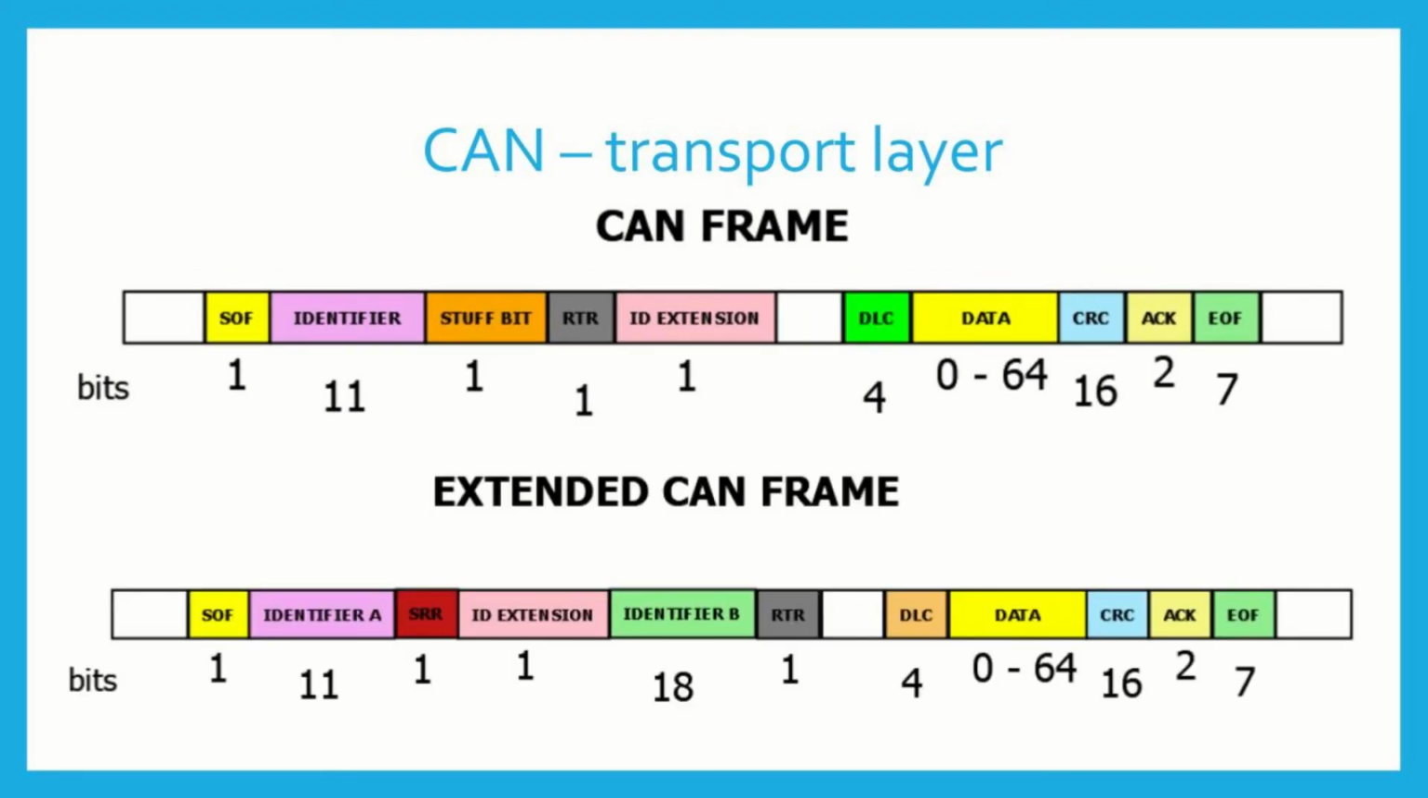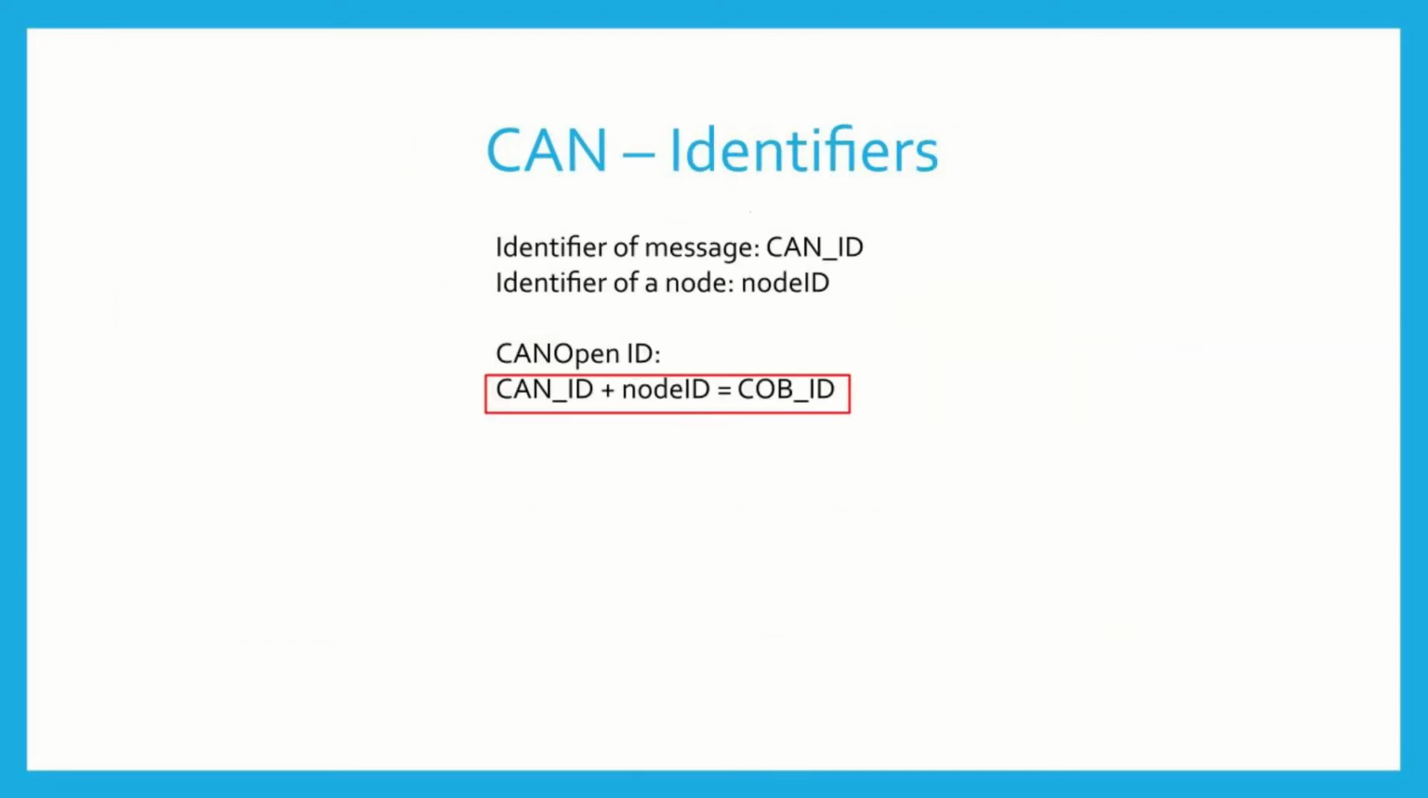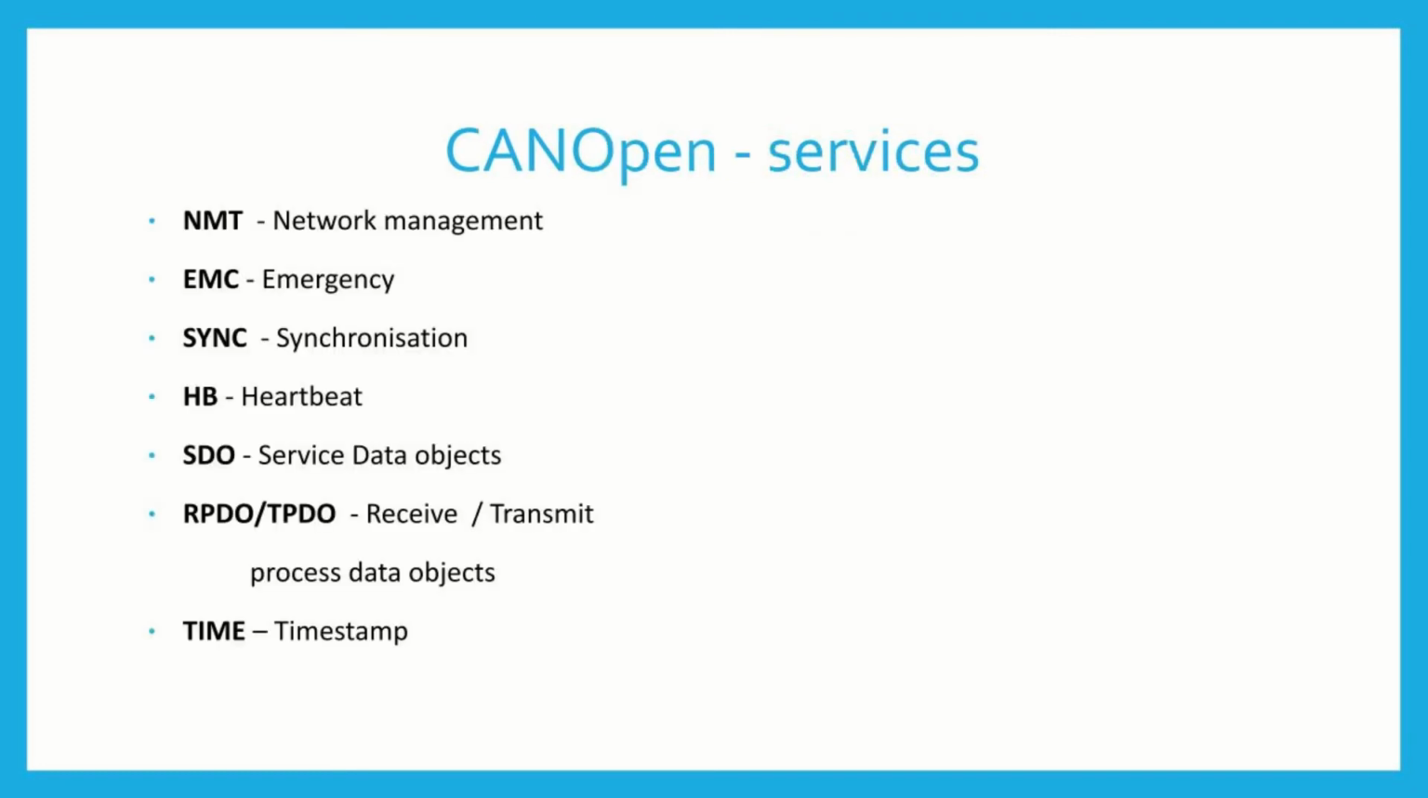Sometimes extended frames are used. Compared to the basic frames, they have two identifier fields and ID extension set to 1. Some message IDs are combined with a node ID and together they form the COB ID. In case of zero value of node ID, the message is a broadcast to all devices.